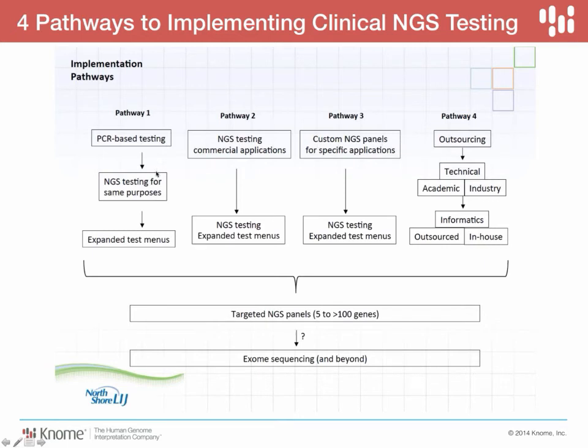This is effectively what was done at the Partners Healthcare Lab, where we talked about the cardiomyopathy panel there. Then we have pathway 2, which is to take off-the-shelf assays for your NGS platform. So, for instance, the TruSight panels that are available from Illumina to run on their equipment, and that includes their own cardiomyopathy panel.